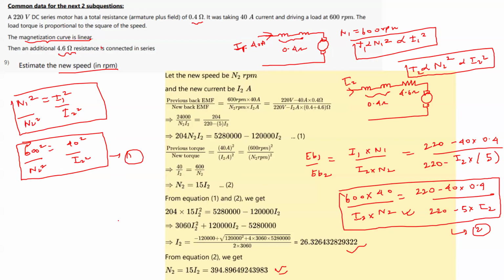There are two or three important things you have to note. First, while reading the question, note whether the magnetization curve is linear or saturated. If it is linear, then for the series motor the flux will be proportional to the field current. If it is saturated, then the flux will be constant. The second thing is that we generally use the load torque conditions and the back EMF conditions to solve for unknowns. In the series motor case, you have to use the load torque conditions and the back EMF conditions to solve whatever is required.